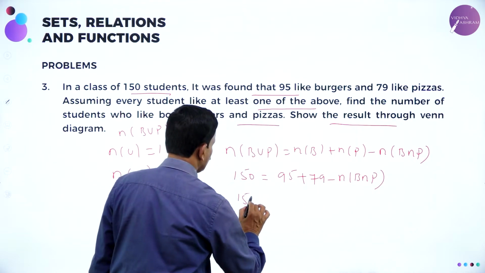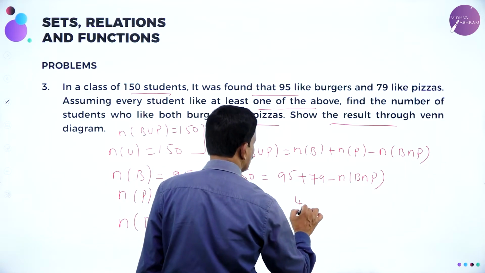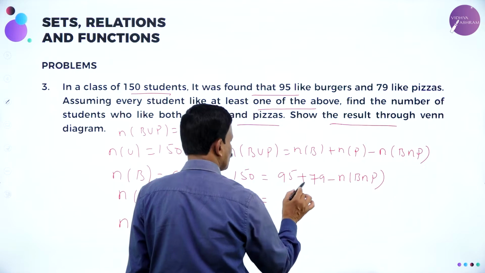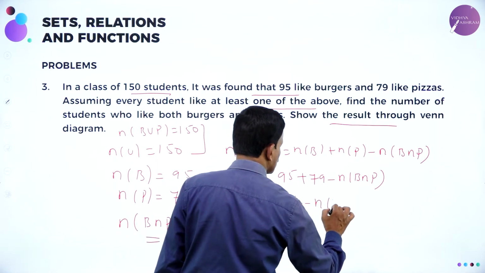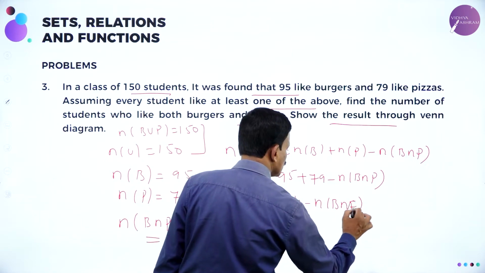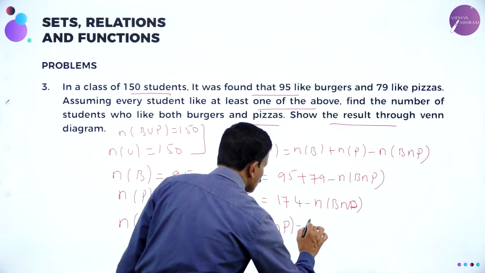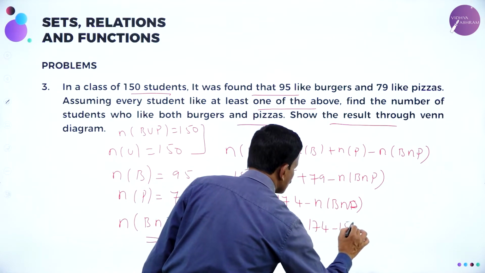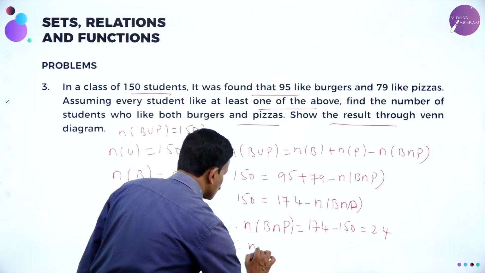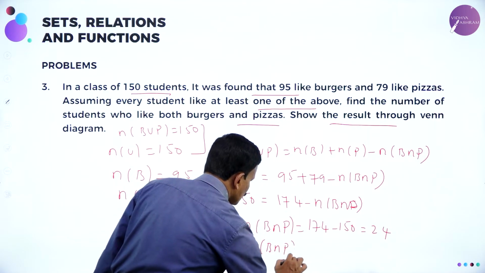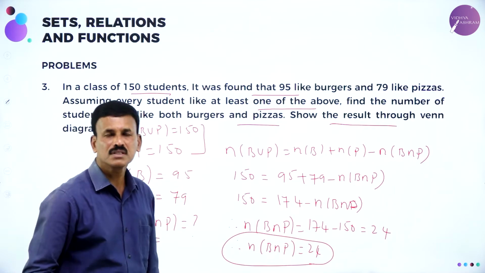So, 150 is equal to 79 plus 95. 9 plus 5 is 14, 1 carry, 10, 174. 174 minus N of B intersection P. Therefore, N of B intersection P is equal to 174 minus 150. That's equal to 24. So, the number of students who take burger and pizza both is 24. That's it. Okay. That's the answer.